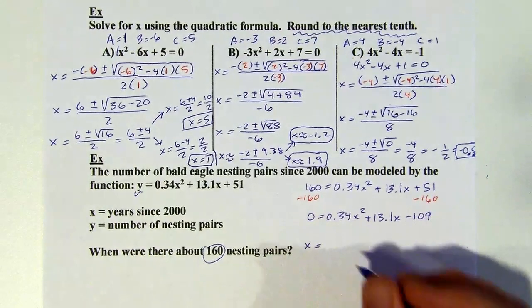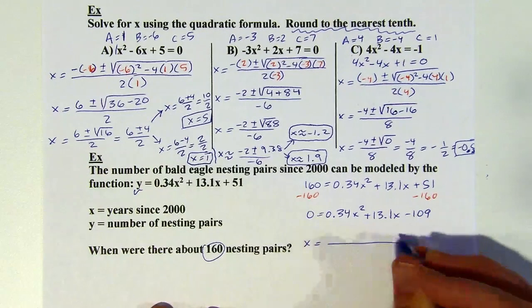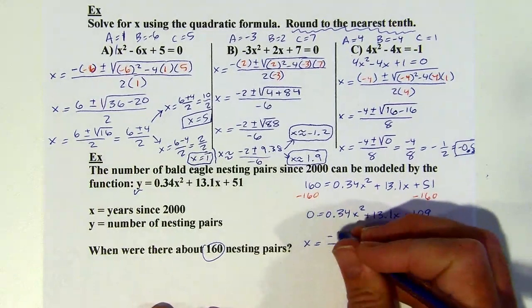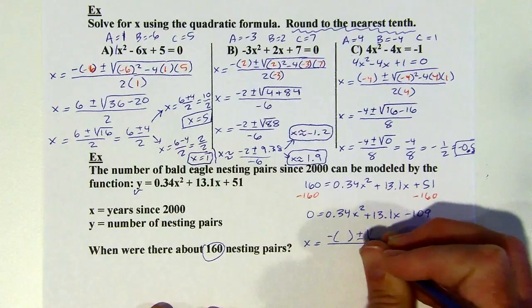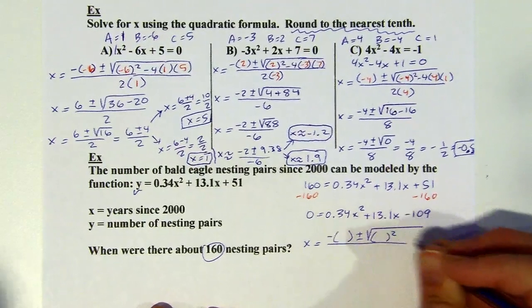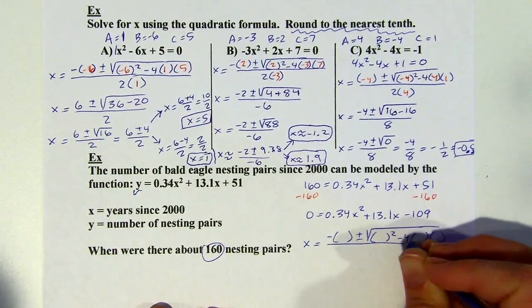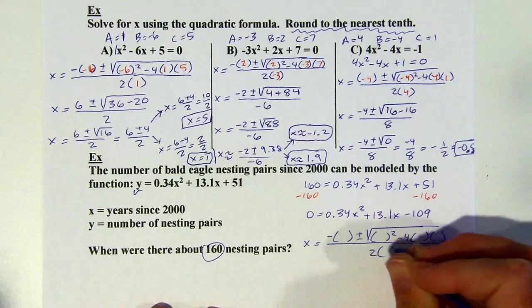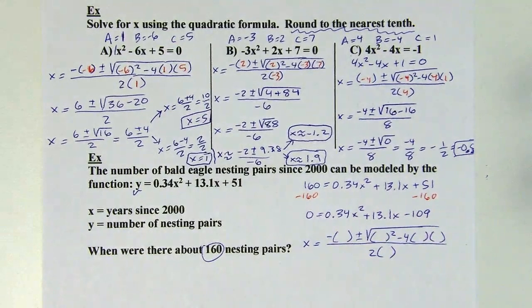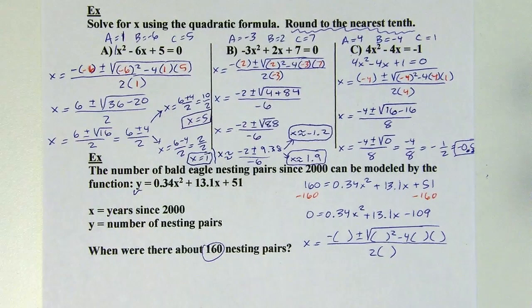So I've got x, and then I've got my big fraction. It's going to be negative b plus or minus the square root of b squared minus 4ac, all over 2a. It's worth memorizing the quadratic formula. If you just do enough of these problems, you'll probably memorize it automatically, but it might be worth spending a couple minutes with a flashcard if you need to.